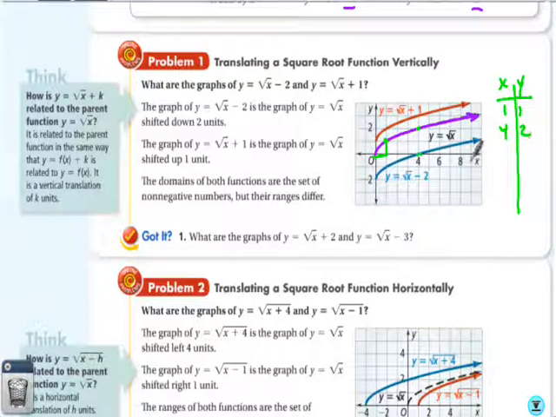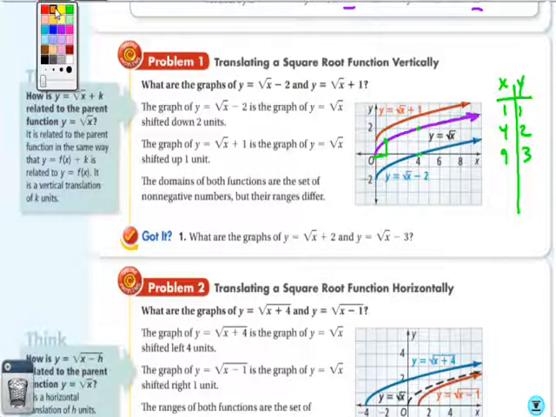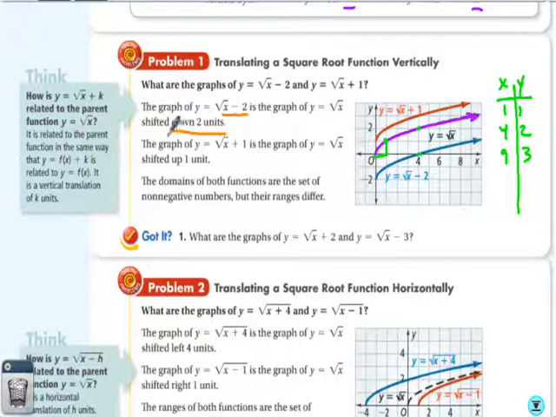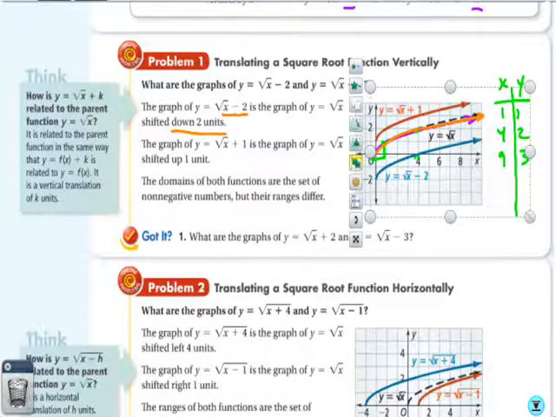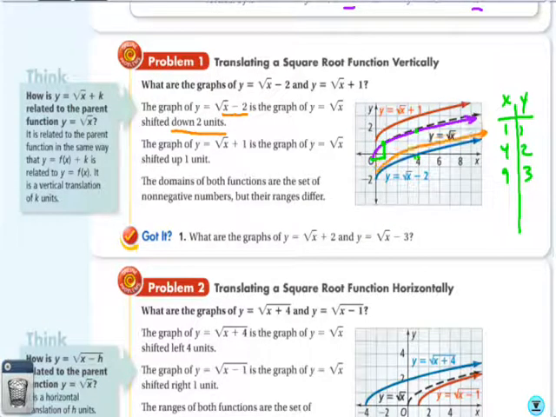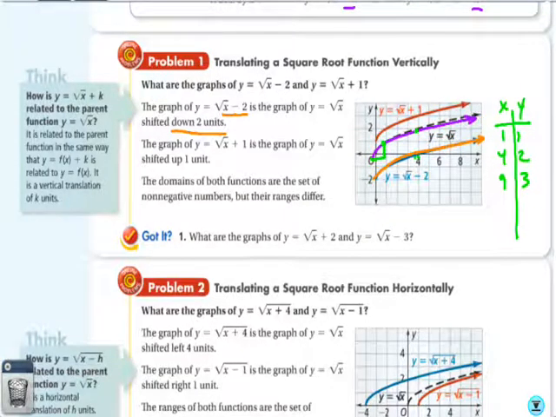And if we keep going out here, if we put 9 in for x, then the square root of 9 is 3. Okay, so those are how we're getting those points. If we have minus 2, all we're doing is shifting that graph down. The minus 2 is going to shift it down 2 units, so this same function right here is now just down. Okay, we're moving it just down to right there.